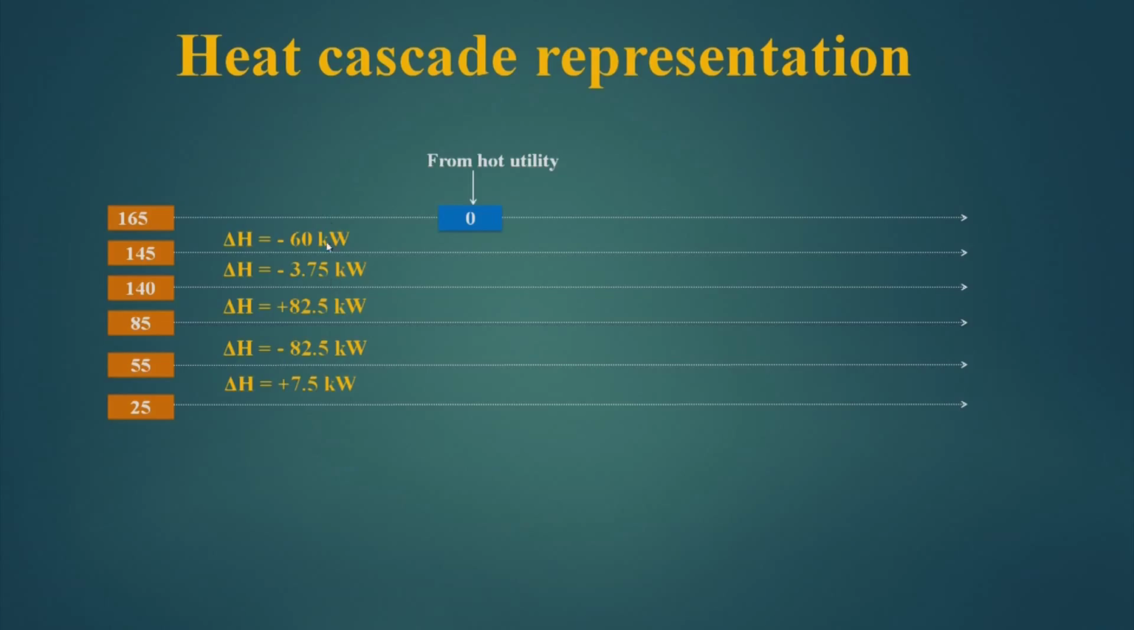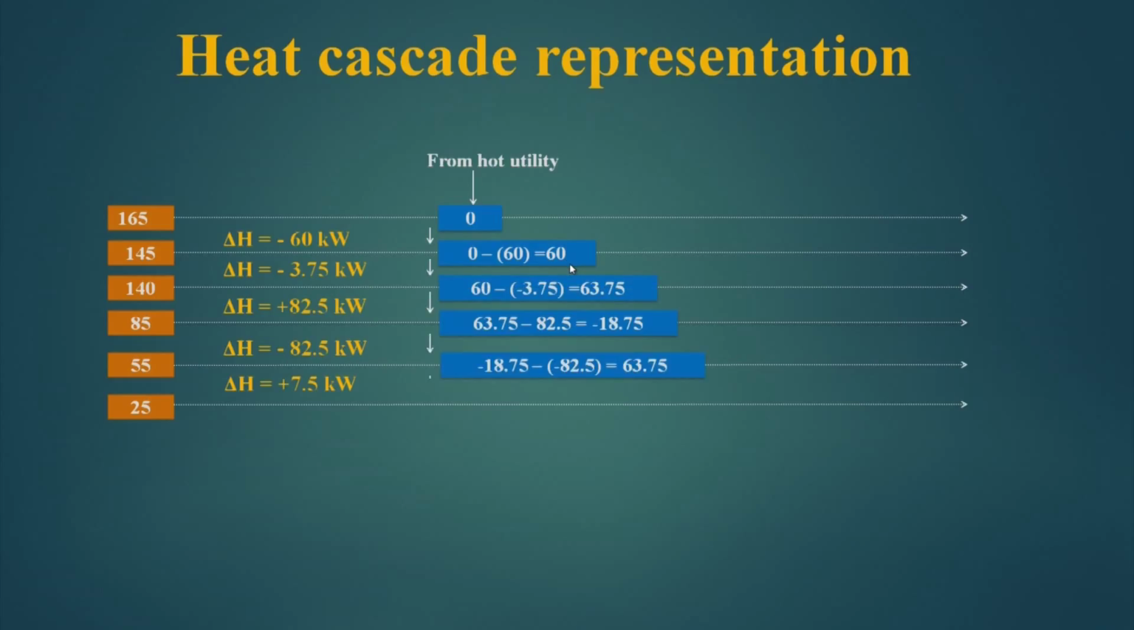So, these are the delta T values available in these temperature intervals. So, we pass on 0 value of heat from hot utility. So, in this temperature level 60 crosses. Similarly, we can find out the amount of heat which crosses from different temperature levels, and this goes to cold utility.